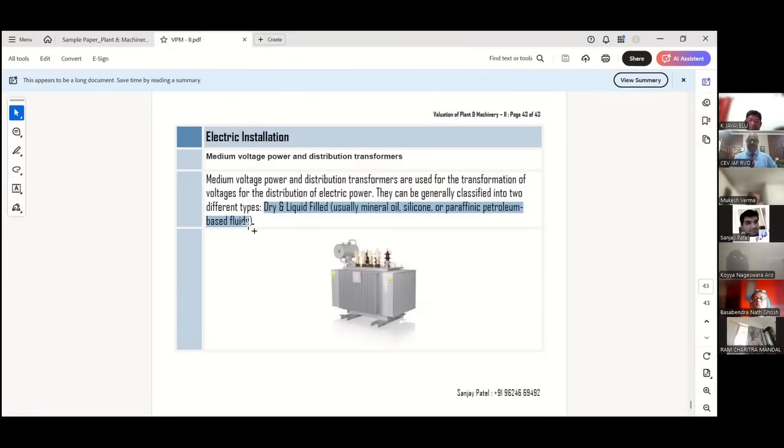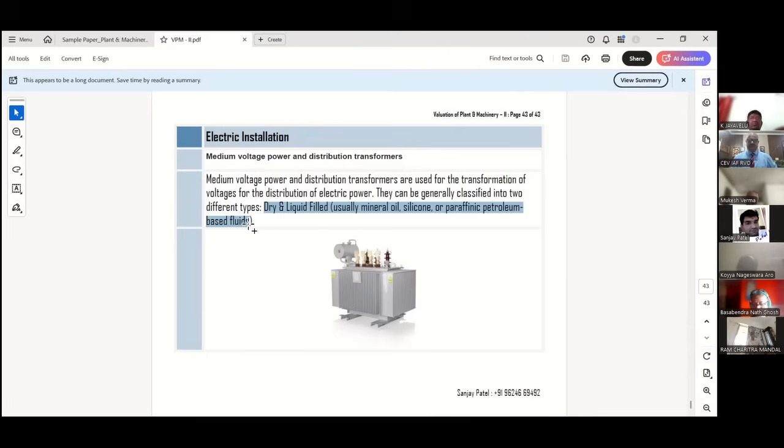So power is a step up type of transformer. Distribution is a step down type of transformer. Higher to lower. Yes. Power transformer, that is, if you want to transmit the energy from one place to another place, so you have to increase the voltage and reduce the current.